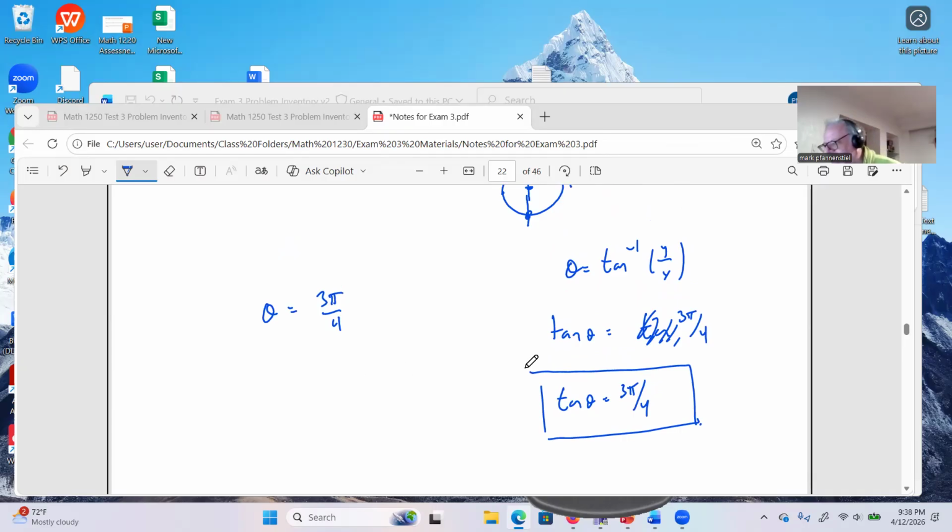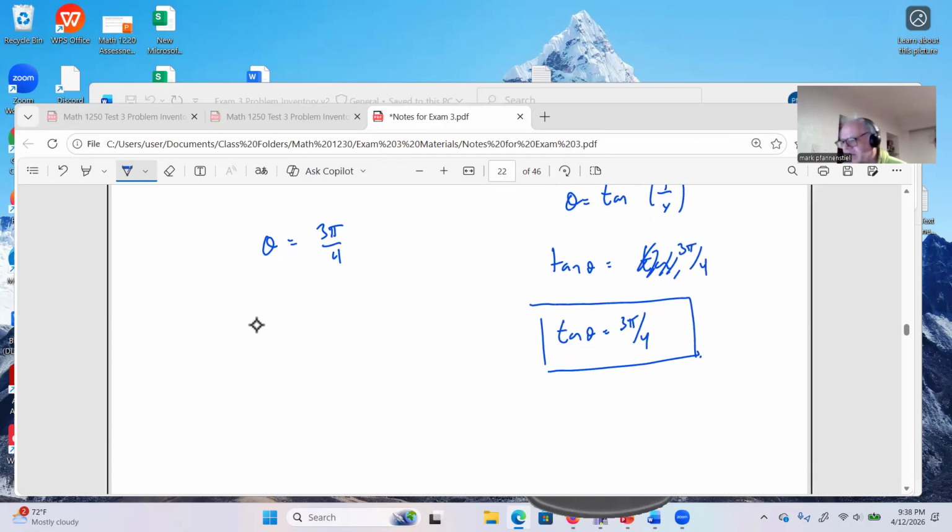So I really want to just graph this thing. So we could say, I look at 3 pi over 4. That's going to be 1 pi over 4, 2 pi over 4, 3 pi over 4. It's going to be this line right here.